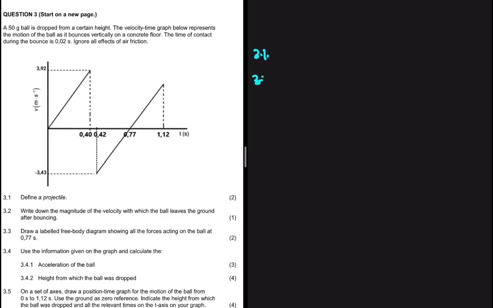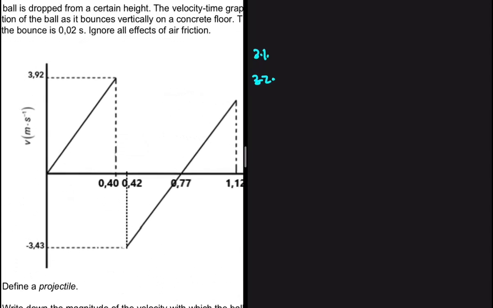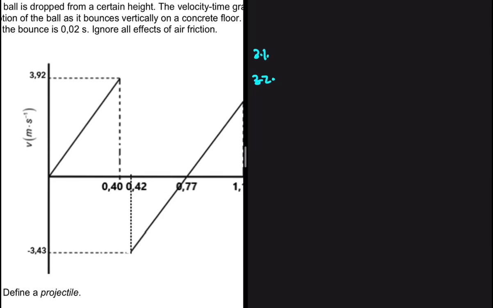And then 3.2, the question says let's write down the magnitude of the velocity with which the ball leaves the ground after bouncing. So let's look at our graph. Our ball is dropped from a certain height with this velocity right here, which is equal to 0. And then when it strikes the ground, it is striking the ground at 3.92 meters per second. And then it spends 0.02 seconds in contact with the ground and leaves the ground with a velocity of 3.43 meters per second upwards.